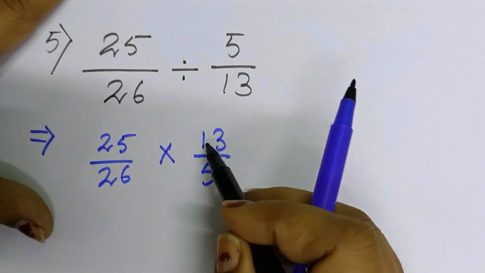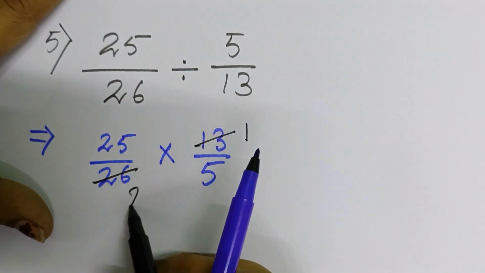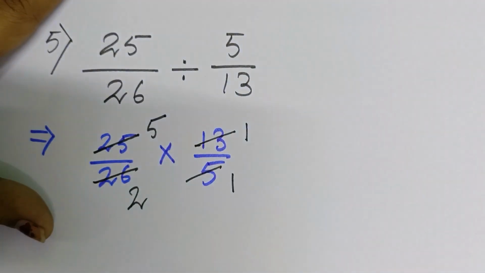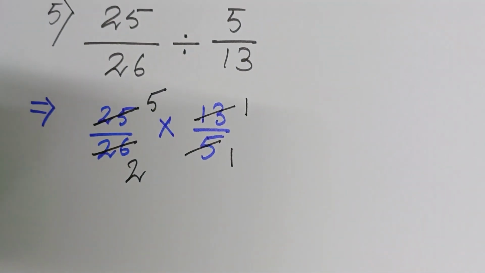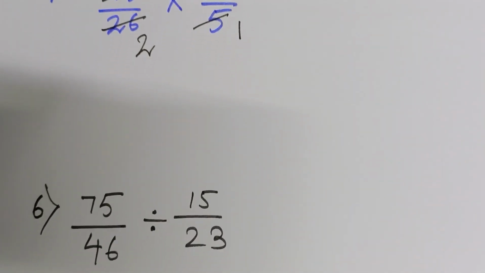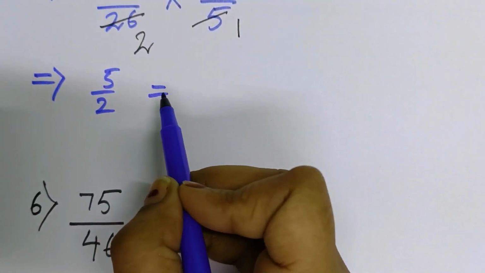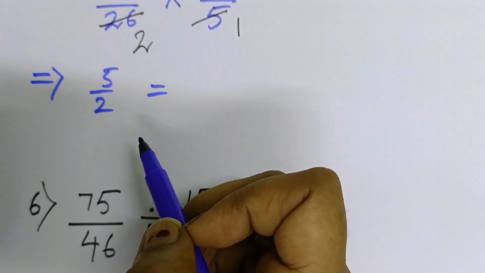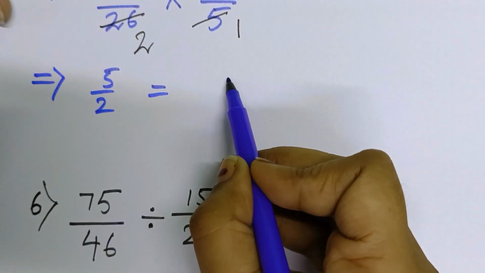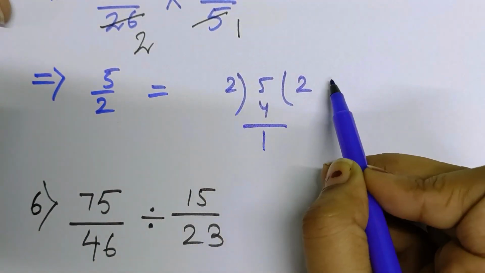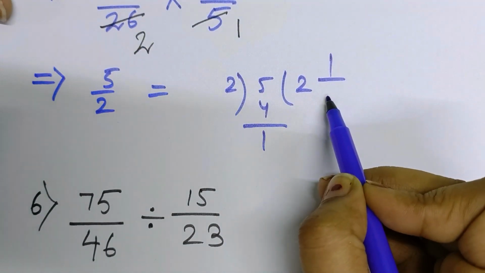As you can see, 13 1 is 13, 13 2s are 26, 5 1 is 5, 5 5s are 25. Now none of the numbers are divisible, so just write it down. So 5 by 2, and you can see that 5 by 2 is an improper fraction, so change into mixed. 2 2s are 4, remainder 1, so our answer is 2 1 by 2.